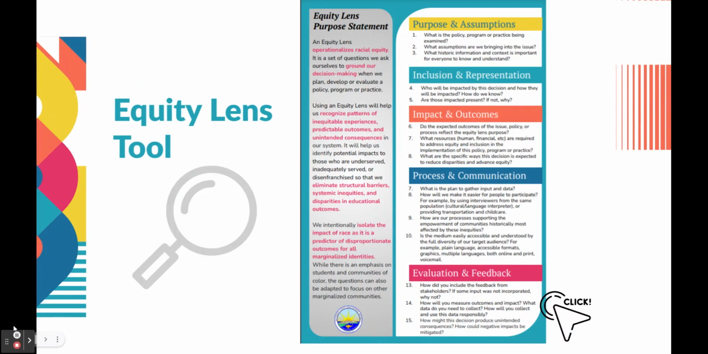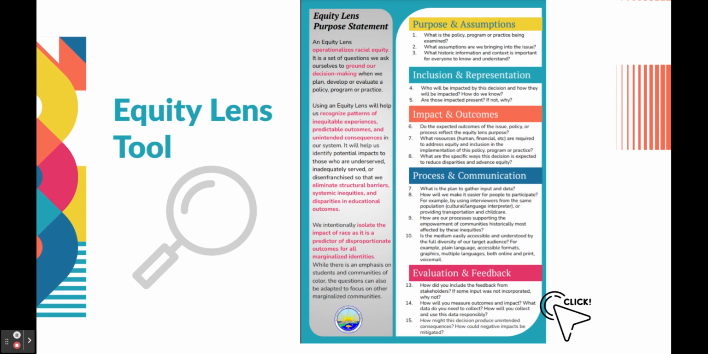Hello, my name is Corinne Baca, Deputy Superintendent of Educational Services. In the next few slides, I will be going over the draft of the Equity Lens tool, and our hope is to get feedback from you on how we can improve this tool and its use. On the left-hand side is the purpose statement of the Equity Lens tool. The first paragraph states what the tool is.